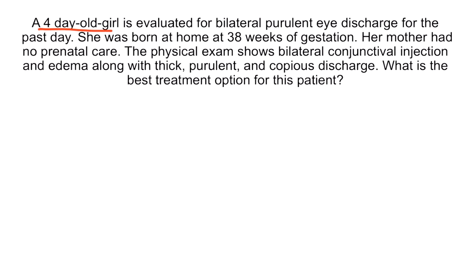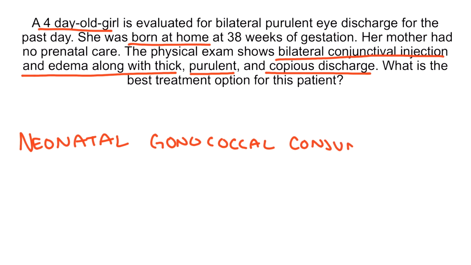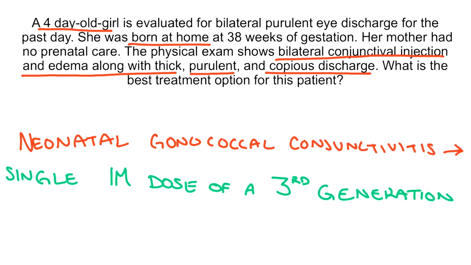This 4-day-old girl presents with bilateral conjunctival injection and edema along with thick, purulent, and copious discharge. She was born at home, suggesting that she likely did not receive the erythromycin eye ointment immediately after birth to prevent gonococcal conjunctivitis. Copious purulent discharge, along with the age of onset from 2 to 5 days, strongly suggests gonococcal conjunctivitis in this patient. The best treatment option for neonatal gonococcal conjunctivitis is a single intramuscular dose of a third-generation cephalosporin like cefotaxime or ceftriaxone.